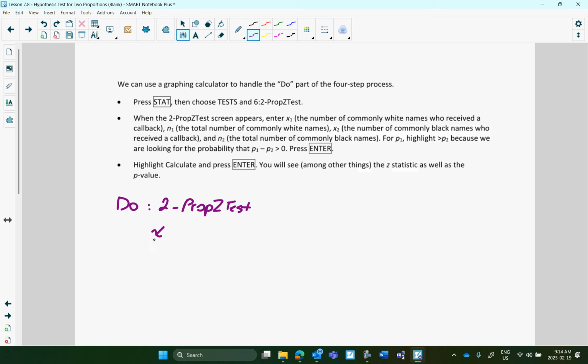It's going to tell you to enter the number in the first group that received callbacks. And remember, these are the white name groups, so 246. Sample size of the white group was 2445. And then it's going to ask for the same information for the second group. The number of black names that received callbacks was 164 out of a sample size of also 2445.